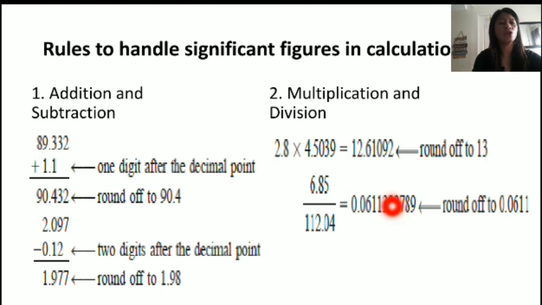So what remains should be 611. The first 2 zeros are not significant. These 3 non-zero digits are significant, since the following digit after 1 is 3. You retain 1. So the final answer is 0.0611. So that's how you apply the rules in significant figures when doing calculations.